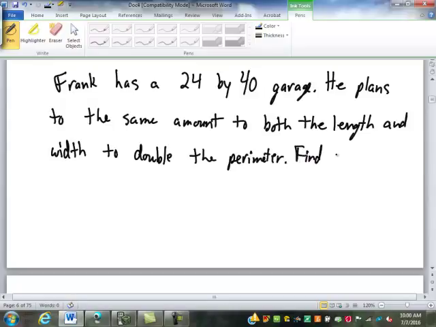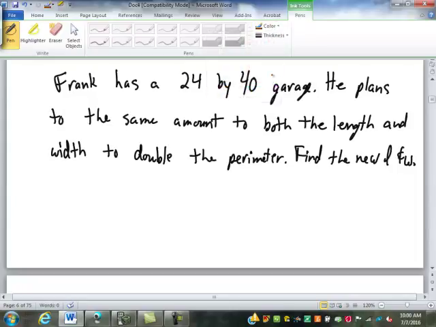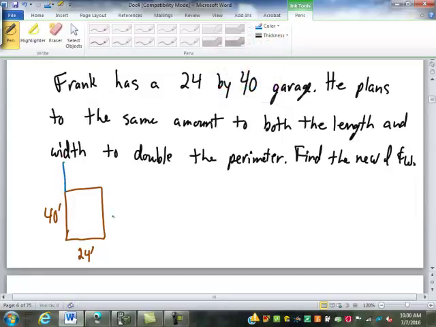Find the new length and width. So I'm going to start out by drawing a picture here. We have the current garage, which is 24 feet by 40 feet. We're going to add the same amount to both the length and the width. So whatever that amount is, we're just going to call it x.